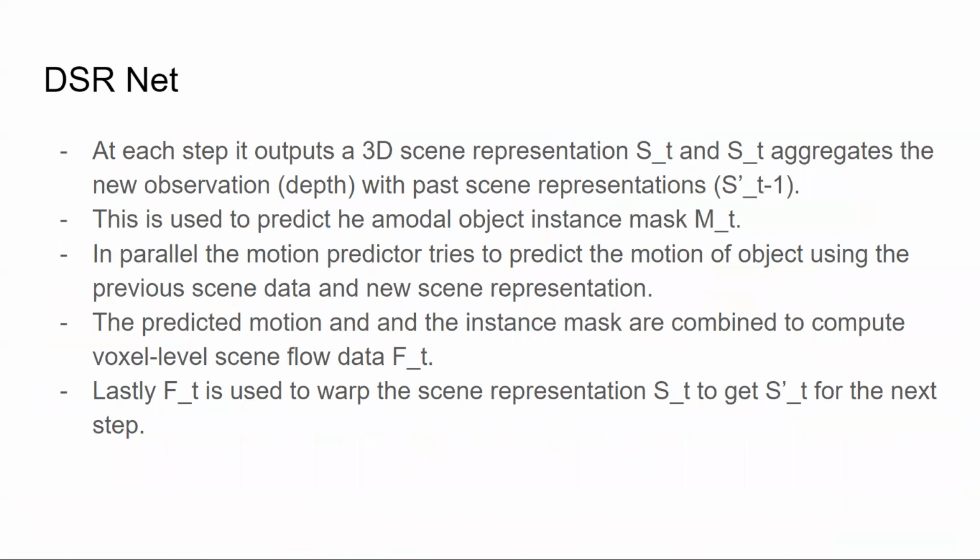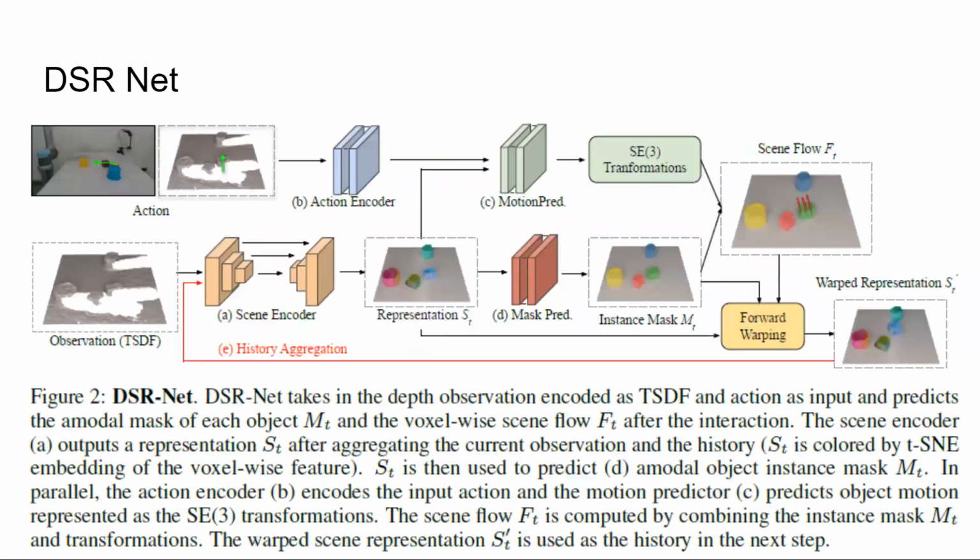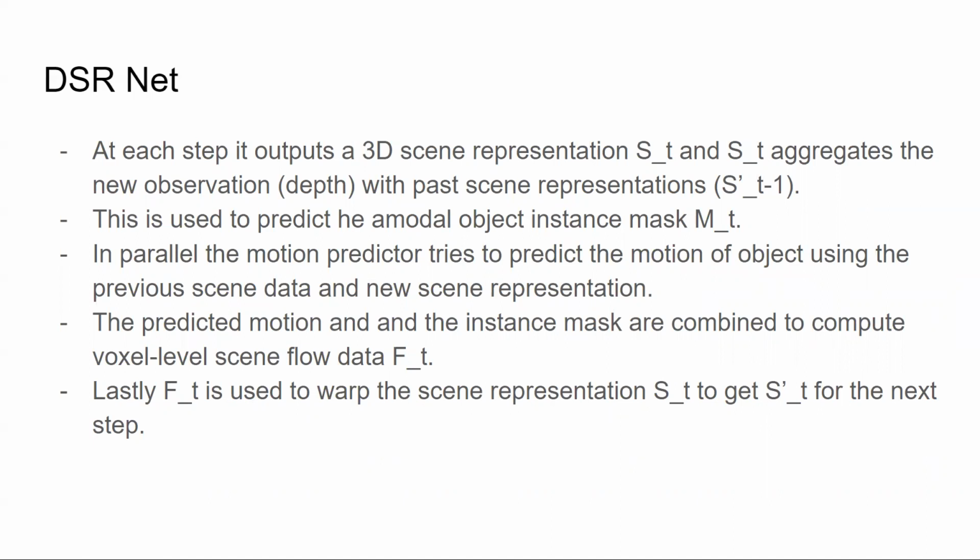I have written this down also. They generate an S_T, and S_T is the aggregate of the previous data with the depth, and this is aggregated with the previous scene data S_T+1, and an instance mask is generated. The instance mask creates a model object representation, so even if the objects are occluded, it will still create a continuous, complete representation of that object. And in parallel, a motion predictor tries to find out the motion of the object using the previous data and the scene representation.